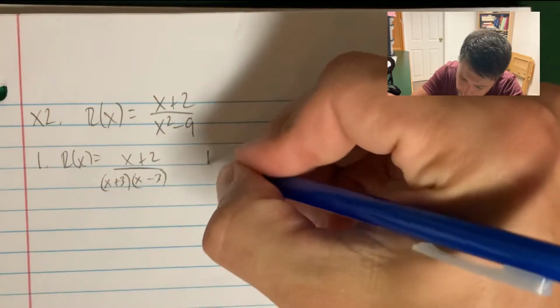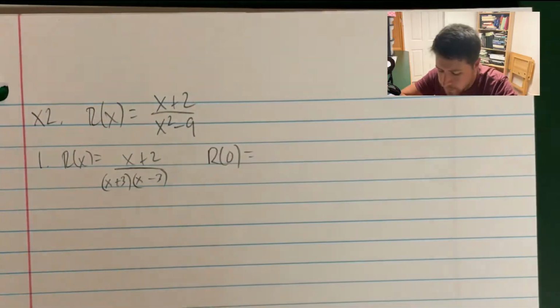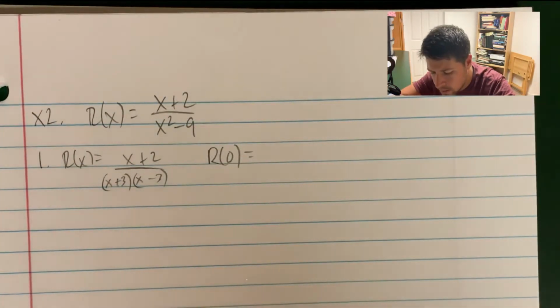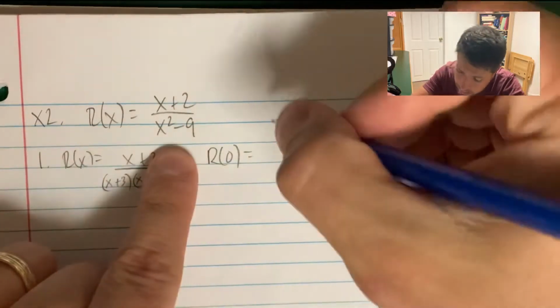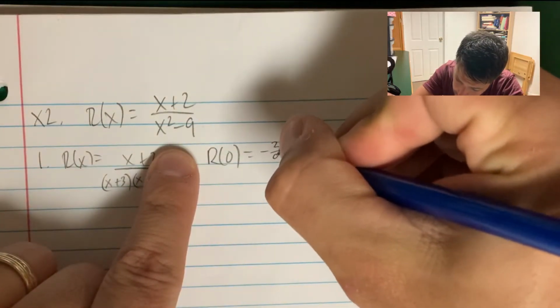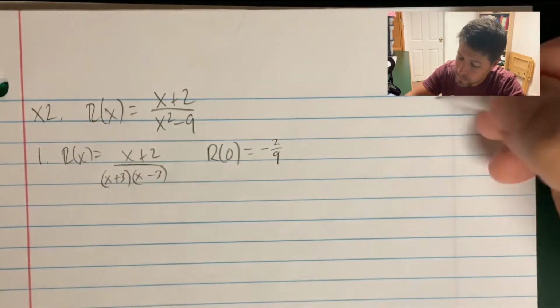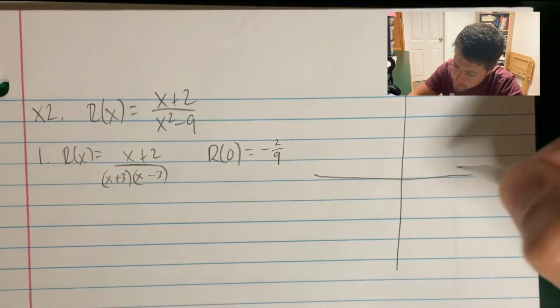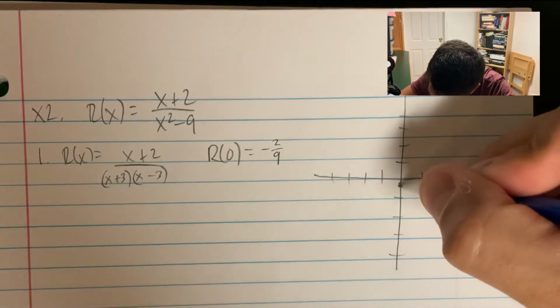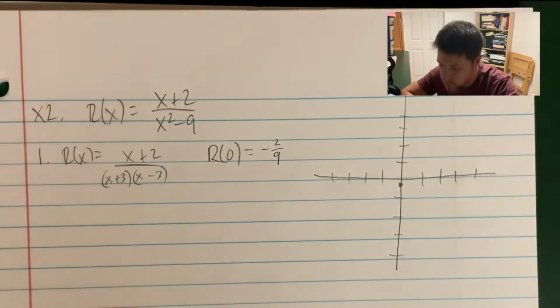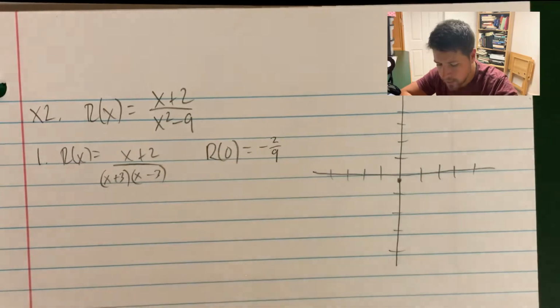And then we can evaluate my function at 0 to figure out where the y-intercept is going to be. Take 0 and plug it into the top, that's a 2. And into the bottom is a negative 9. So the y-intercept is going to be at negative 2/9. So go ahead and plot this right over here. I'm going to go 4 in each direction. And my y-intercept is going to be just below the origin. Negative 2/9 is very close to 0 from the negative side.